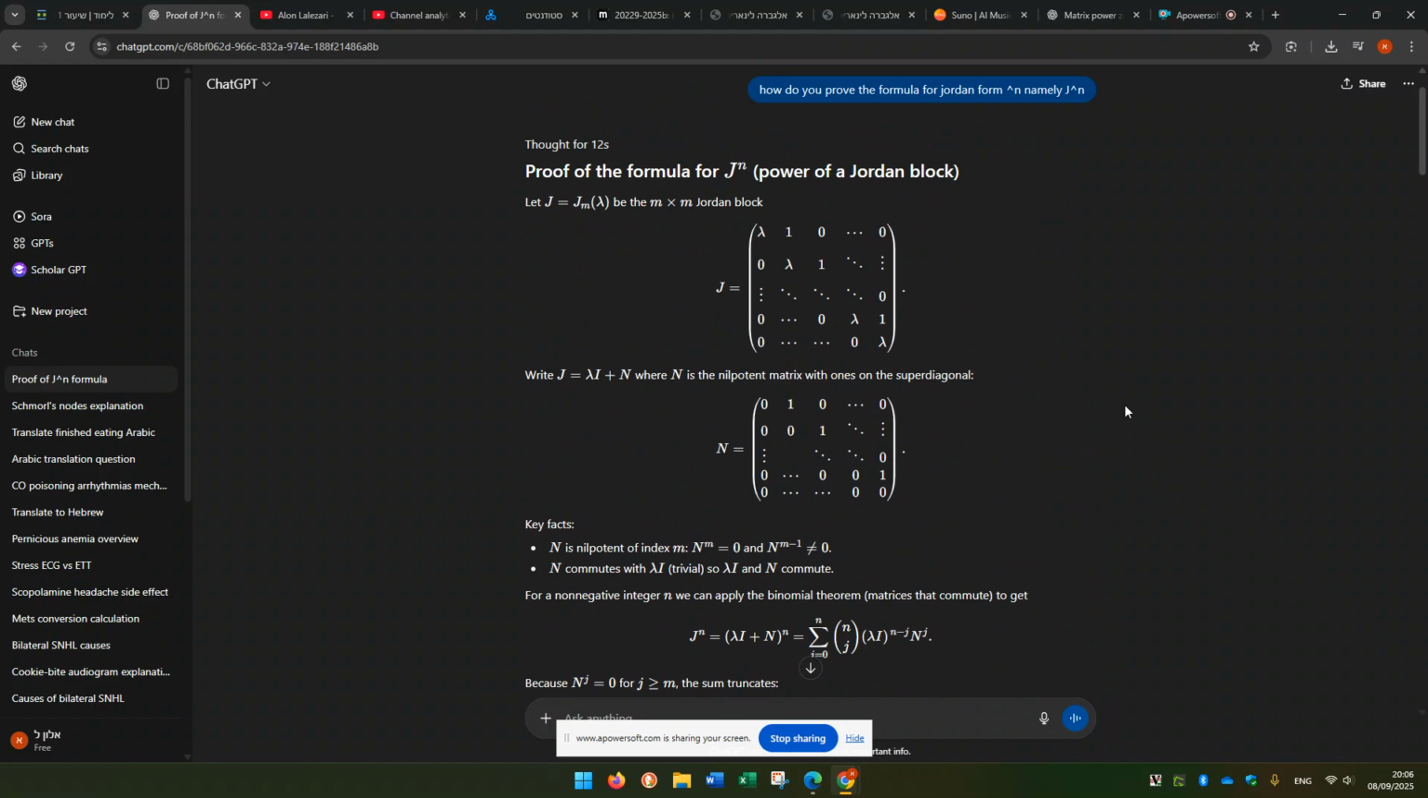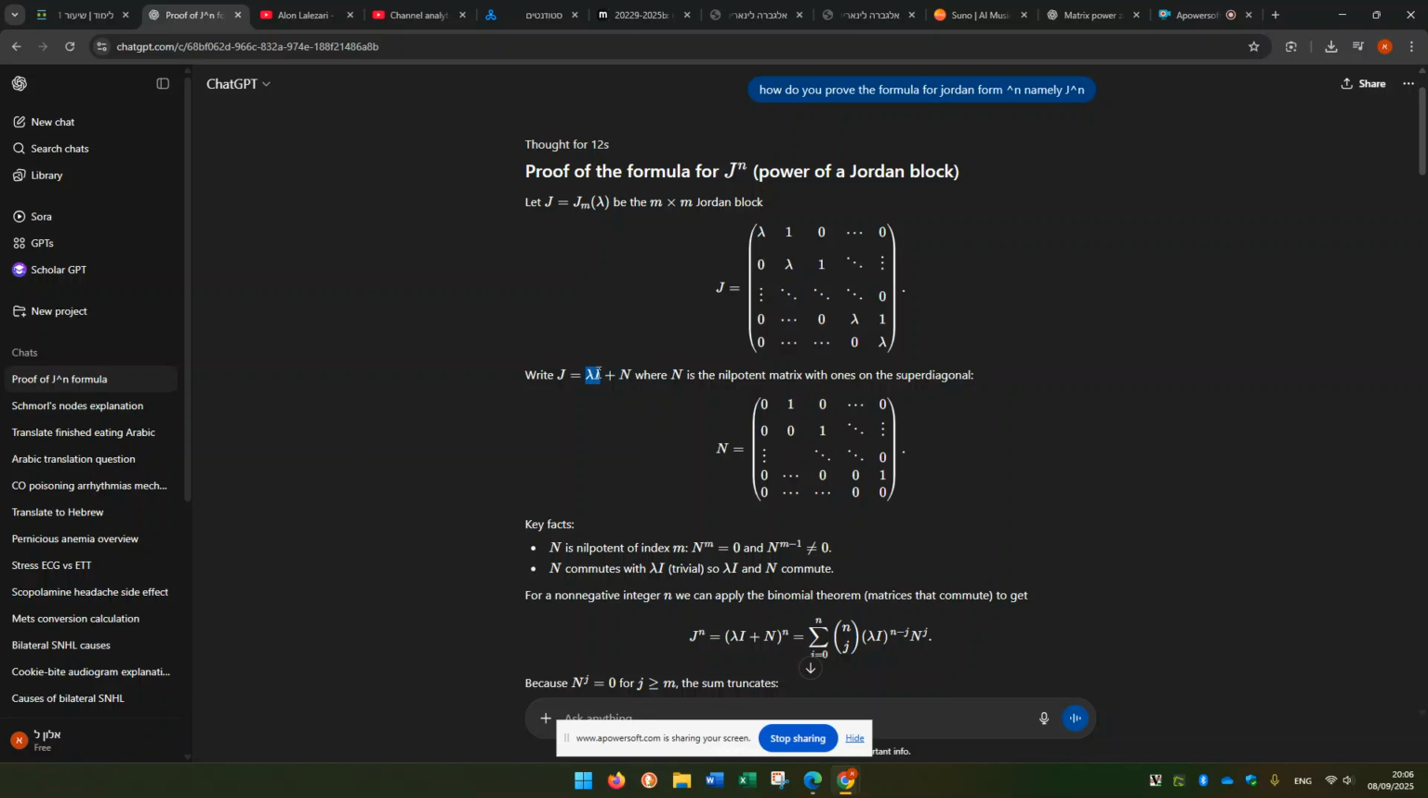So let's start. We start with a Jordan block and we ask ourselves what J to the power of n looks like for a block of the eigenvalue lambda. The block is of size m on m. This is the Jordan block, eigenvalue on the diagonal and the super diagonal ones, and everything else is zero. Now we can separate this Jordan block into lambda I plus N.